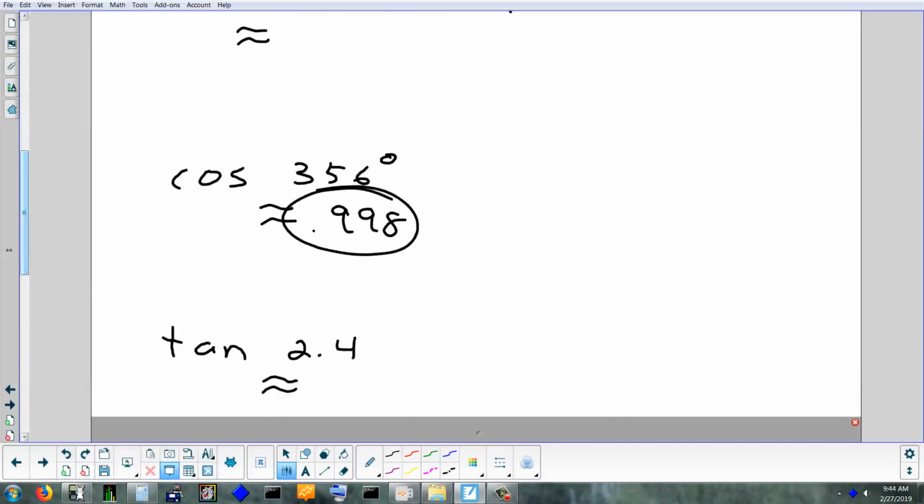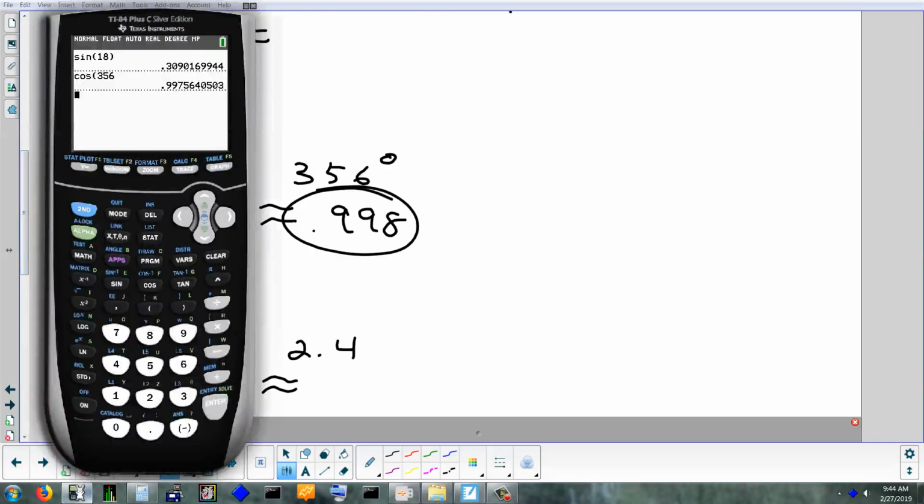All right. That one, how do you read that one? That's the tangent of 2.4 radians. Okay. So now I'm going to change my mode to radians.